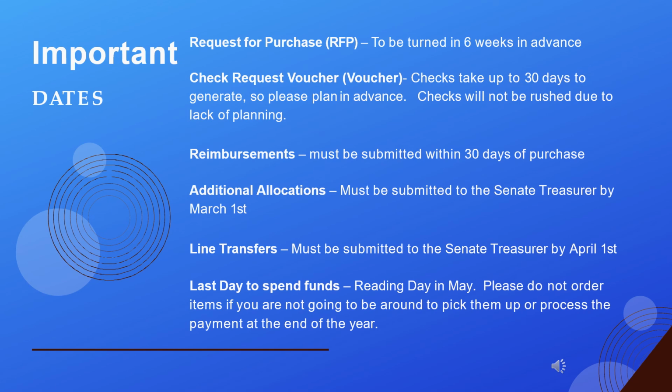Additional allocation deadline is March 1st. Line transfer deadline is April 1st. And the last day to spend funds is reading day in May. Please do not order items if you're not going to be around to pick it up for the summer.